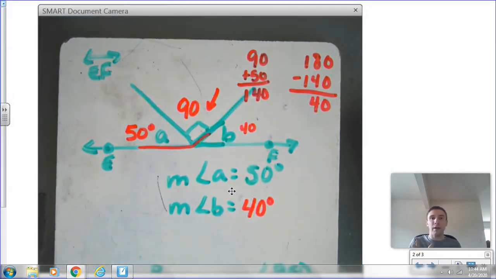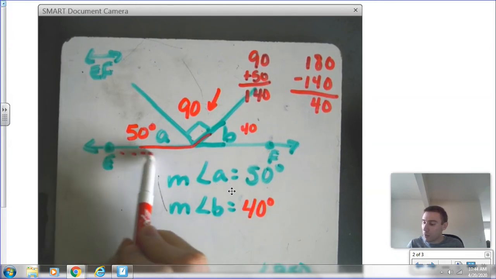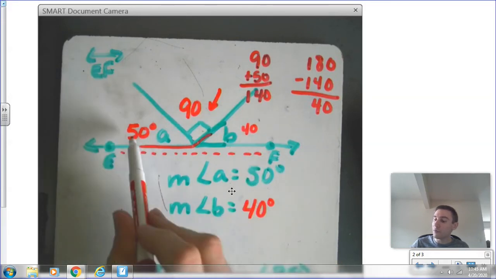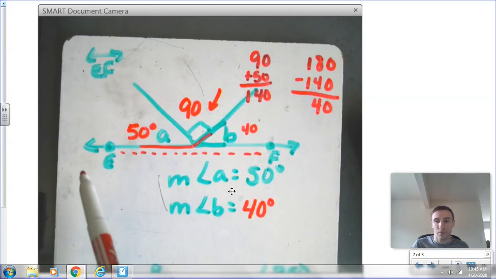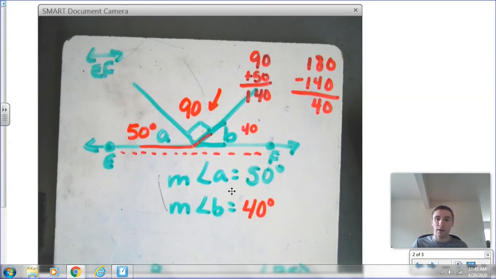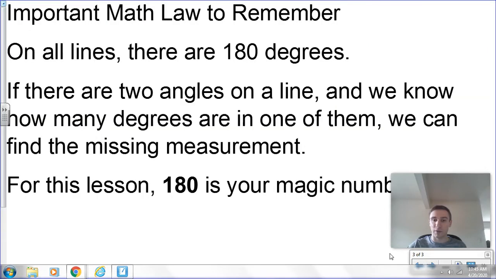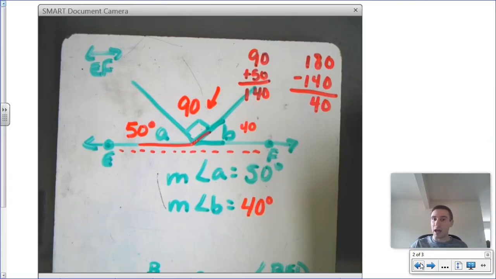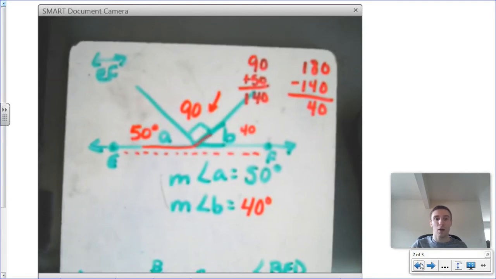Now, there's a very good way to check to make sure I have the right answer. The way I can check my work is by remembering that the angles that all meet on this line at one particular point have to equal 180 degrees. So if I wanted to check my work, I need to add 50 plus 40 plus 90. Well, 50 plus 40 is 90. 90 plus 90 is 180. And remember what we said on this last page over here, that 180 is the magic number. So if this all adds up to 180, we're in good shape.